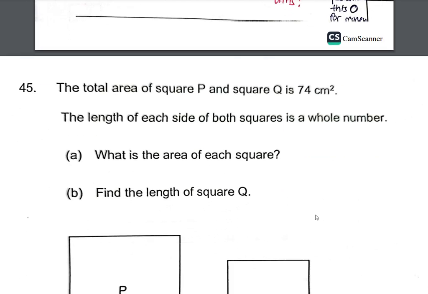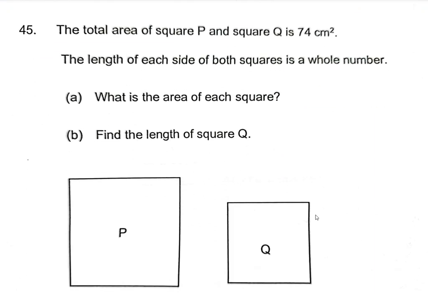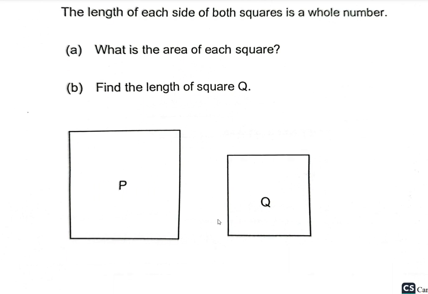Last question. The total area of square P and square Q is 74 square centimeters. The length of each side of both squares is a whole number. This one, I think some of you probably left it blank because you're not sure how to do this. So I'll suggest one method. It may not be the best method, but this is a method you can always try whenever you are stuck. It's called guess and check.